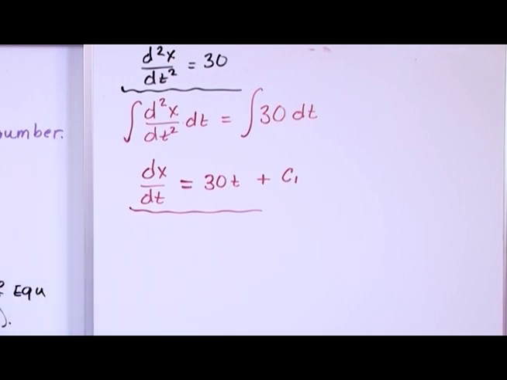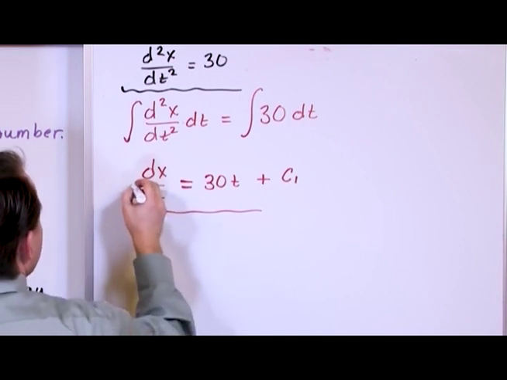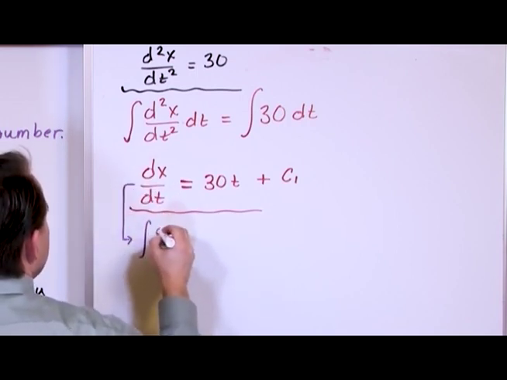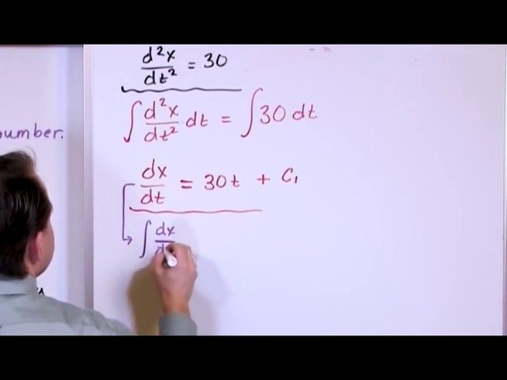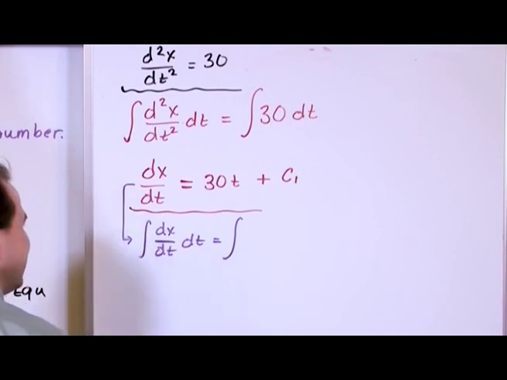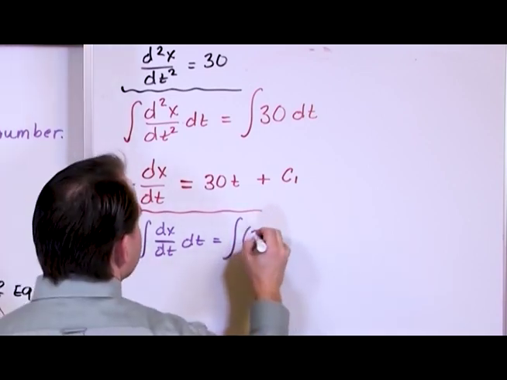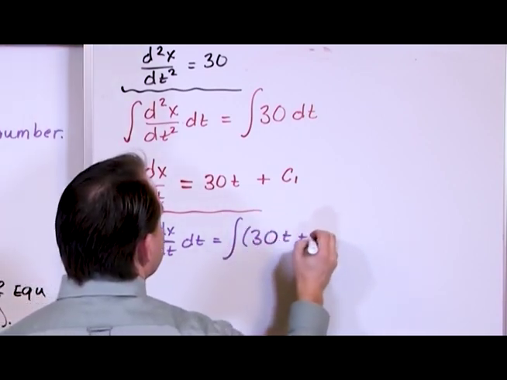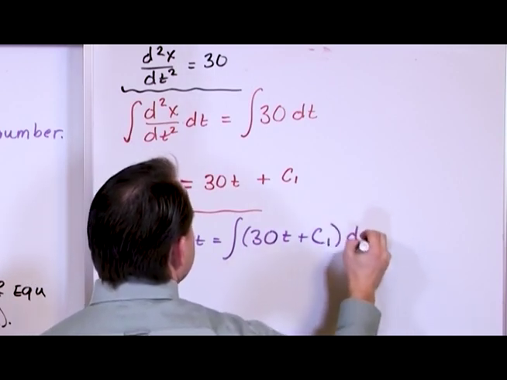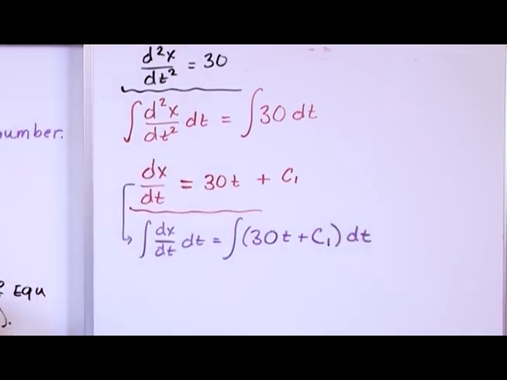So what we're going to do now, you probably have guessed, is we're going to take this and integrate it again. So let's go ahead and integrate dx with respect to time. We're going to integrate with respect to time just like we did before. We have to do exactly the same thing to the right-hand side. So it's going to be 30t plus c1, and that's going to be dt, right? We're going to integrate both sides with respect to time.